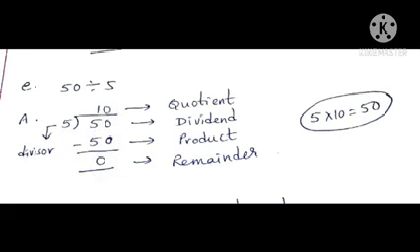We will get 0. This 5 is the divisor. 10 is the coefficient. This 50 is the dividend. This 50 is the product. This 0 is the remainder.